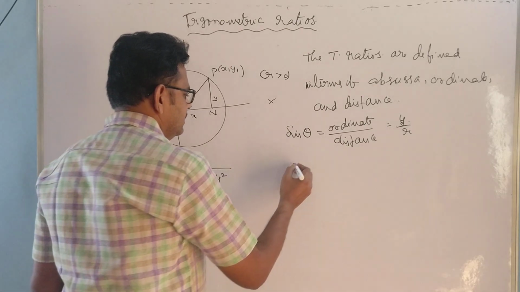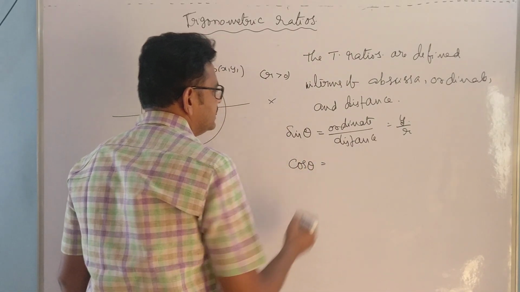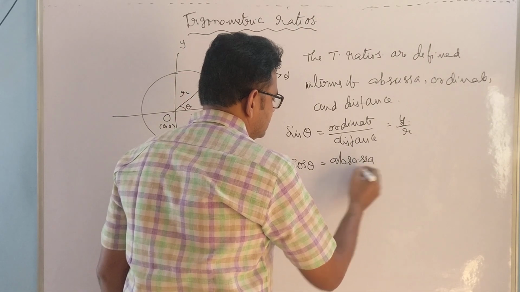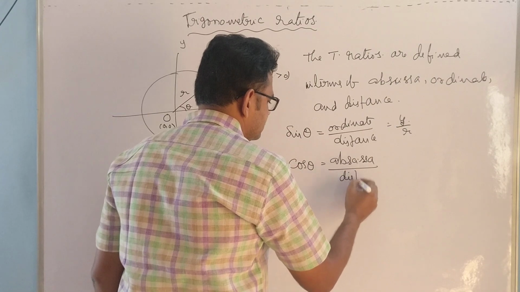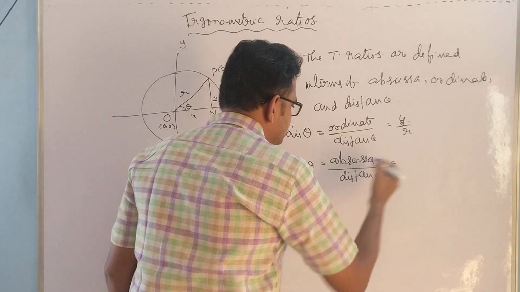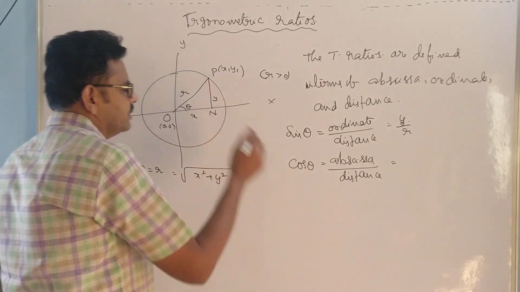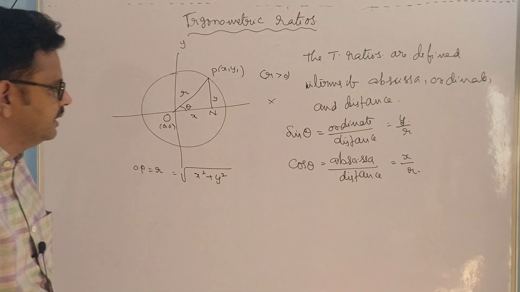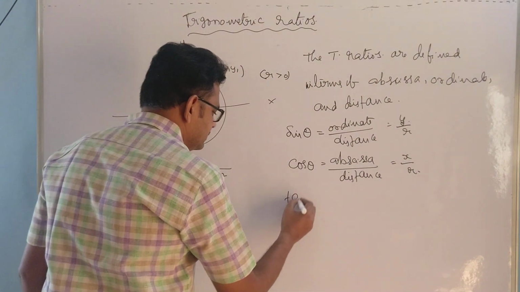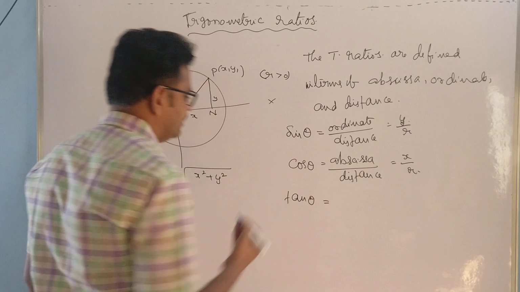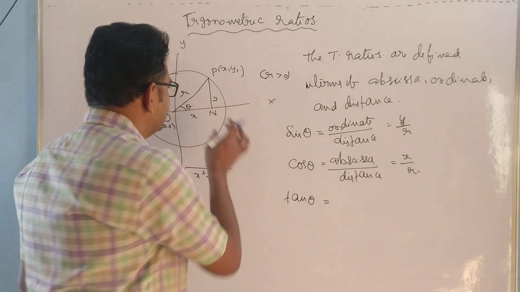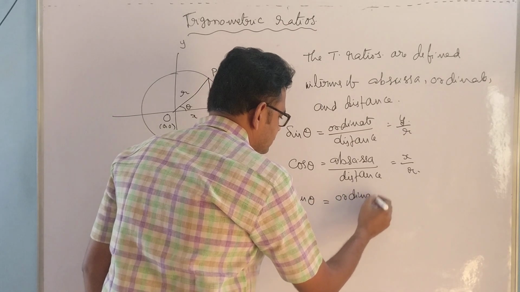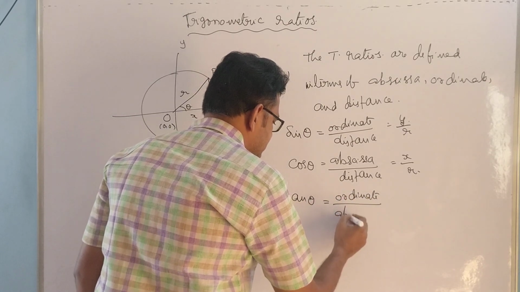Next, cos theta. Cos theta is abscissa by distance, that is equal to x by r. And tan theta is defined as ordinate by abscissa, that is, y by x.